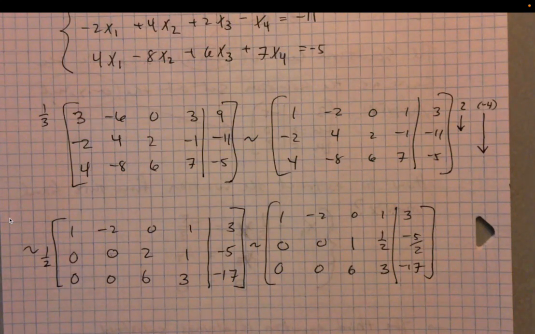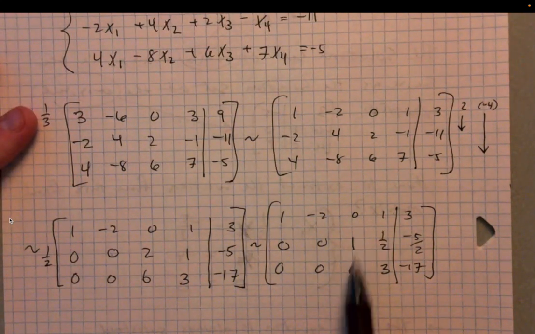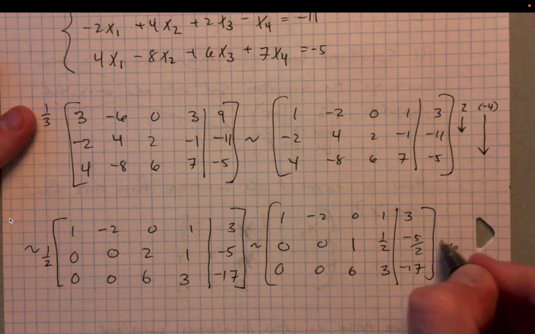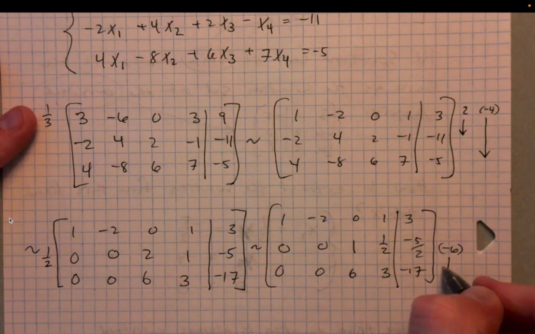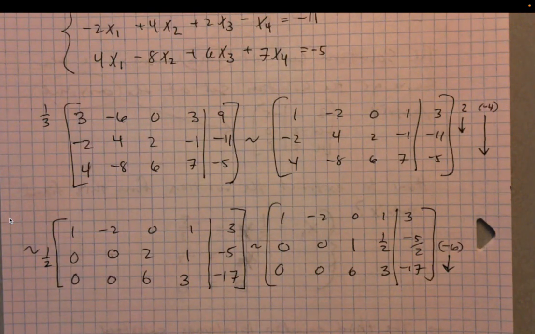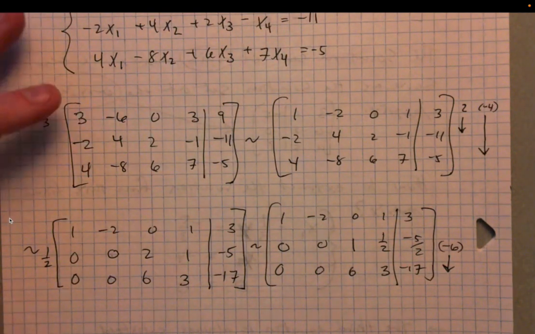All right. So let's get a pivot. Let's get a 0 below the pivot here. And so that means negative 6 times row 2 added to row 3, right? And when we do that, what do we get?